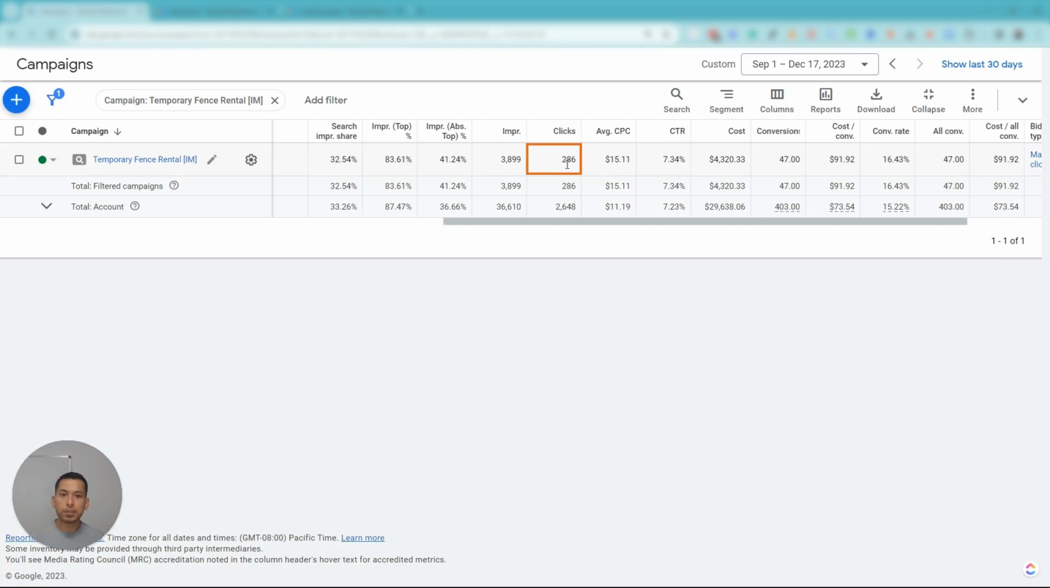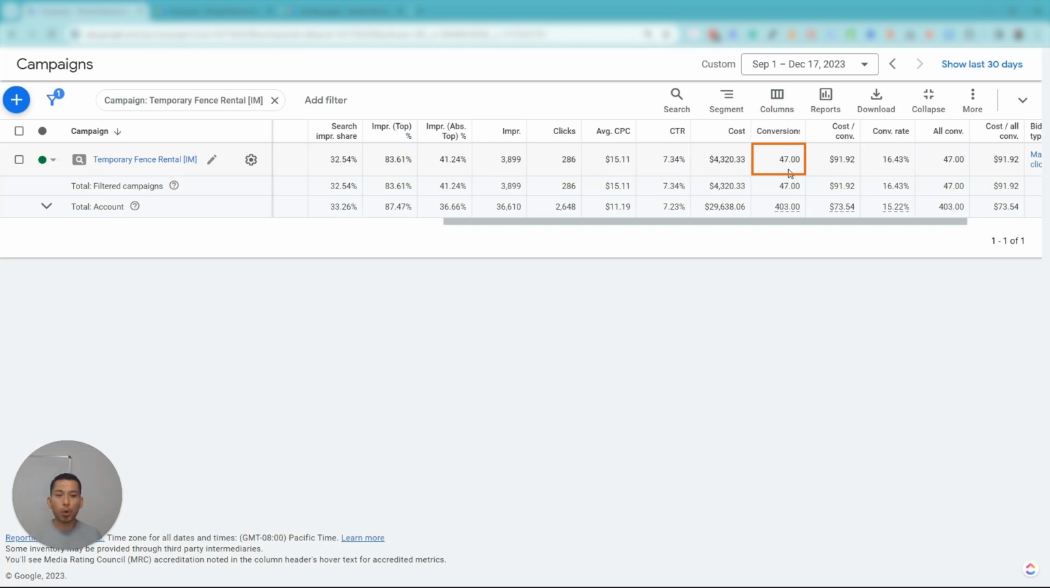As for clicks, 286 clicks. Cost per click is $15.11. It definitely depends on what part of the country you're in. We have other fence rental campaigns where we see north of $40 per click, where it's very competitive. Click-through rate, 7% roughly. Spent $4,320 so far for this campaign.